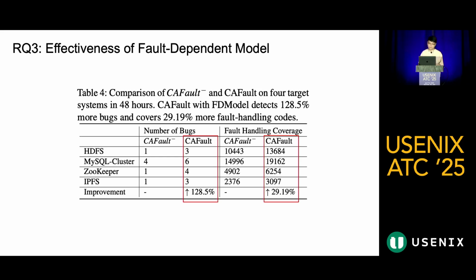From the table, we can find that with the help of the FDModel, CAFault can detect all 16 bugs in 48 hours, while CAFault minus only detects 7 of them. Besides, CAFault also achieves higher fault handling code coverage than CAFault minus. Therefore, we can conclude that the fault-dependent model can effectively improve testing performance in both bug detection and fault handling coverage.